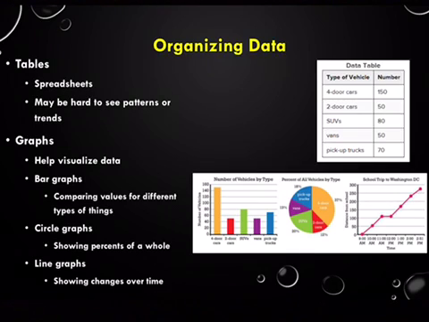Scientists use tables and graphs to organize their data. A table looks like a spreadsheet, and it's got columns and rows. Sometimes it's hard to see patterns or trends in data tables, but they are useful to keep data organized. Graphs help give a visualization to the data. We have bar graphs, circle graphs, and line graphs. Bar graphs compare values for different types of things. Circle graphs show the percentage of the whole. Remember, the whole thing would be 100%. And then line graphs show changes over time.